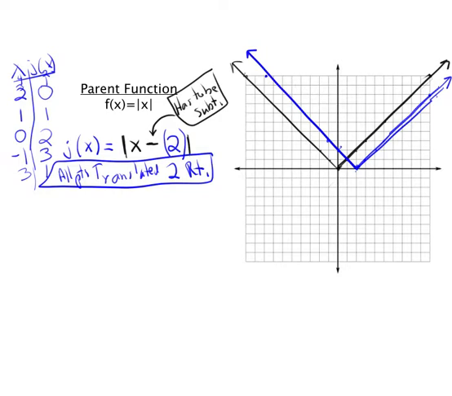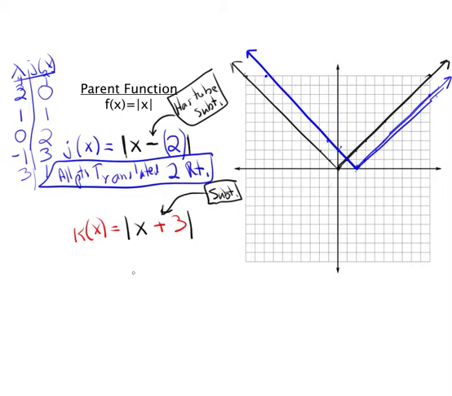So when we look at another function, we're going to call this k of x equals the absolute value of x plus 3. When we look at this, we want to take a look at what's going to happen to our graph. It looks like it's going to move 3 to the right, but we have to remember this has to be subtraction. Right now it is not subtraction, so it needs to be subtraction.